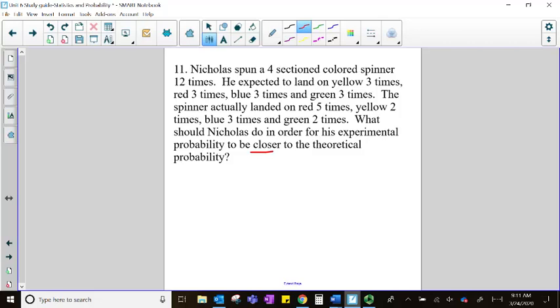And this is about the law of large numbers, which means just do it more times. The more you do the experiment, the closer that you will be to the theoretical probability.